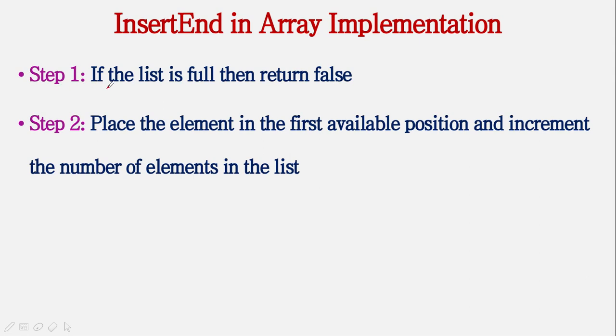So the first step is to check whether the list is full. If the list is full, then you are obviously going to return false. If the list is not full, then you are going to place the element in the first available position and increment the number of elements in the list. This is what you are going to do.